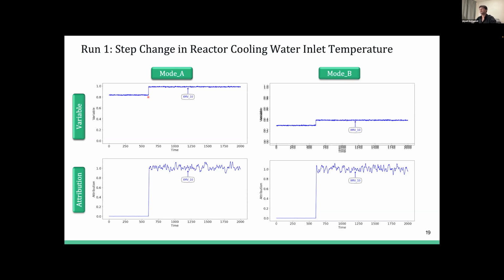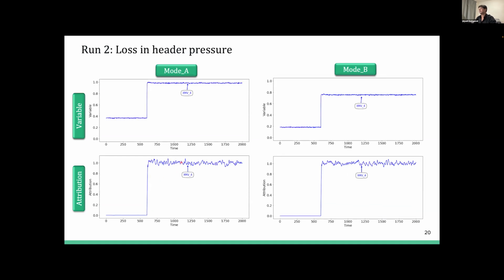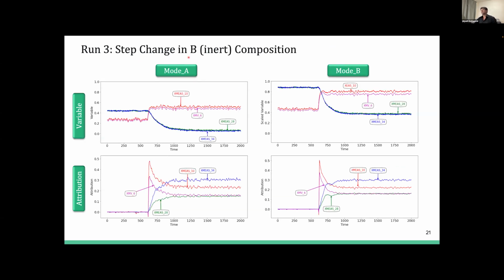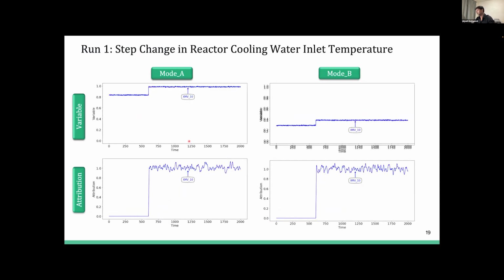Similar results are obtained for the loss in header pressure and the step change in inert composition of B, which is acting as a feed in the process. Here we see that 4 variables are contributing towards the decision, and the attribution method is showing that XMEAS variable 34 is the most important, followed by XMEAS 10, XMV 6, and XMEAS 8. In all the case studies, it showed similar results in both mode A and mode B.